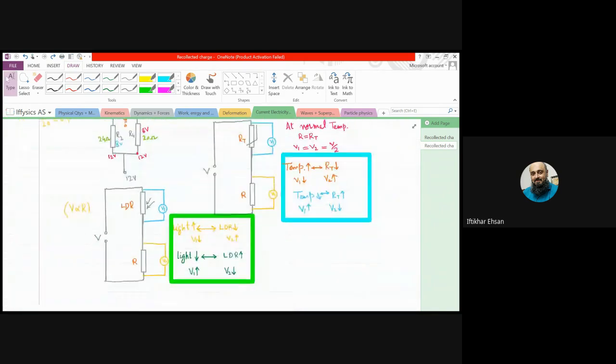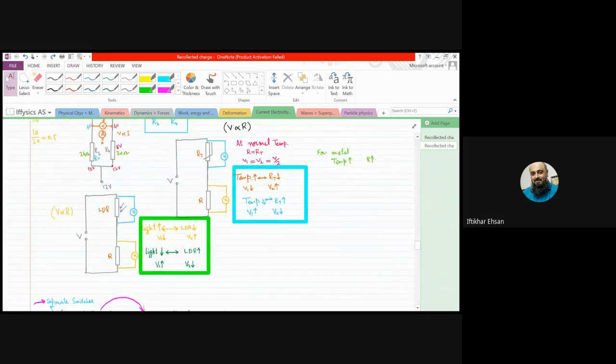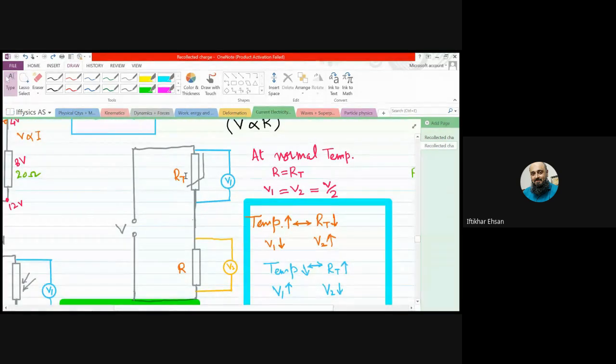Now we are going to discuss this concept. You have discussed it in O level, but it's still very important. A series circuit is a potential divider circuit. Let's say we have two resistors: RT, a thermistor, which is this symbol, and a fixed resistor R.